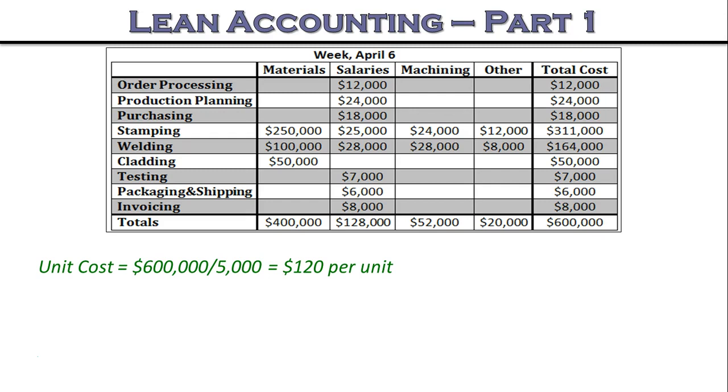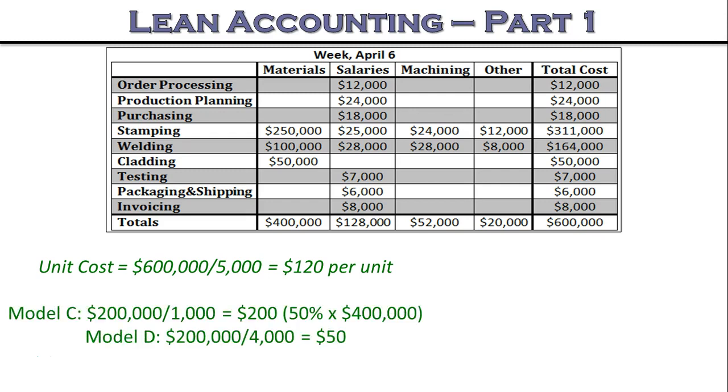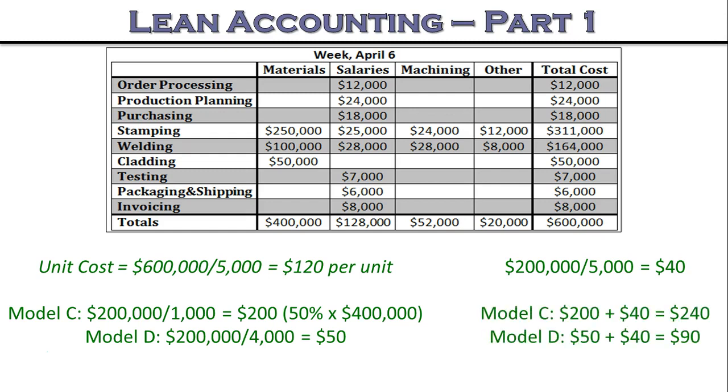as follows. First, the unit materials cost is calculated separately for Model C and for Model D, respectively $200 and $50. Next, the average unit conversion cost is calculated, in this case $40. And finally, the unit cost is computed, the sum of materials and average conversion cost, for Model C $240 and for Model D $90. From this example, we see that all products in the value stream receive the same unit cost.